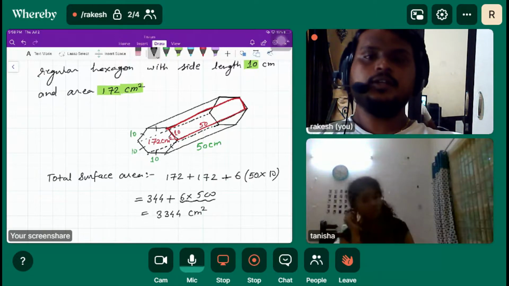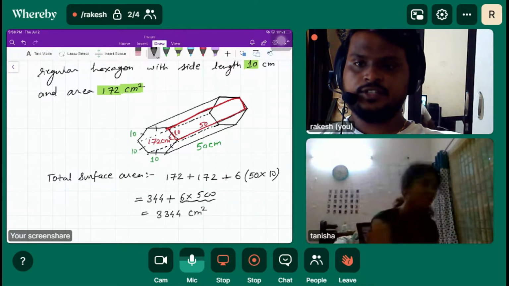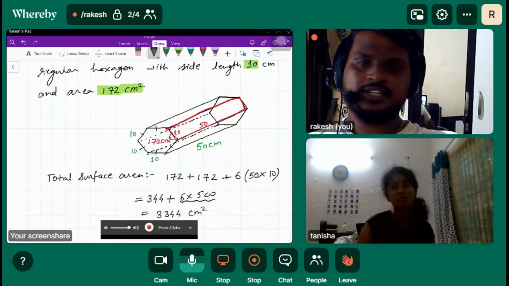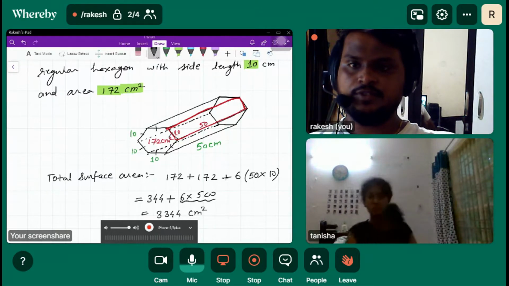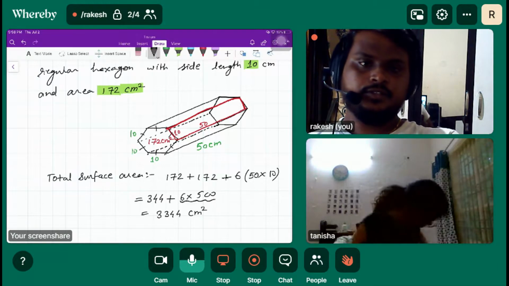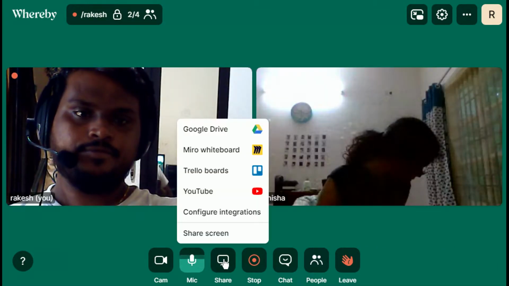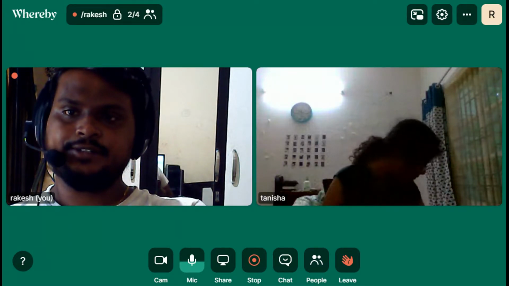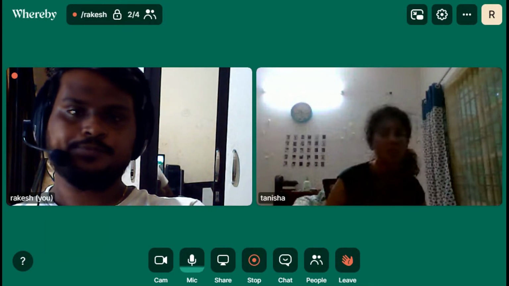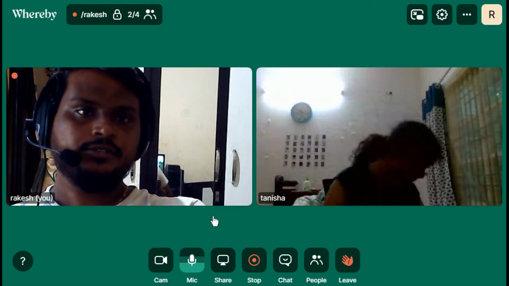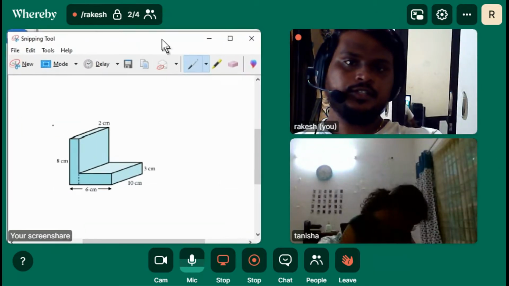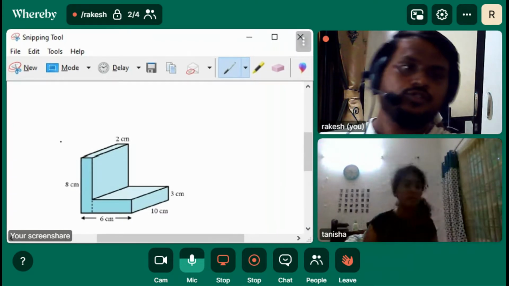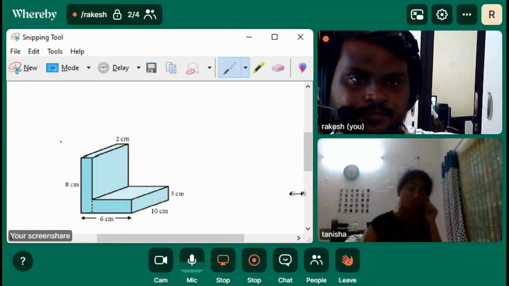Okay, now I'm giving you some questions here. You have to find out the surface area of the prism. I'll share the screenshot of that instead of drawing it, because it will take time. Just a second. Can you see the image? So you have to find out the surface area of this prism.